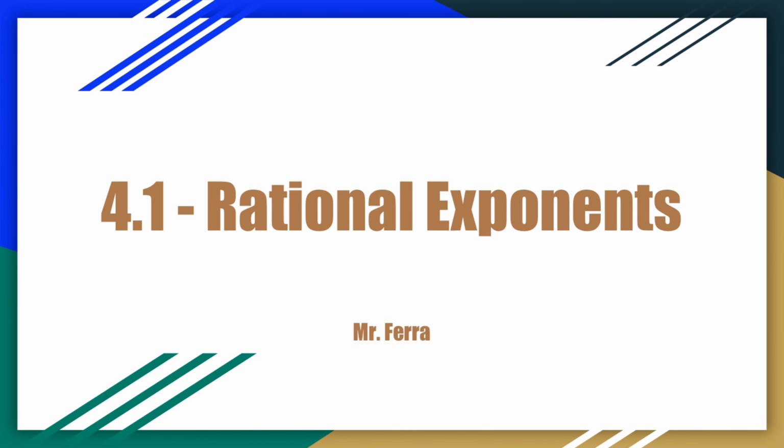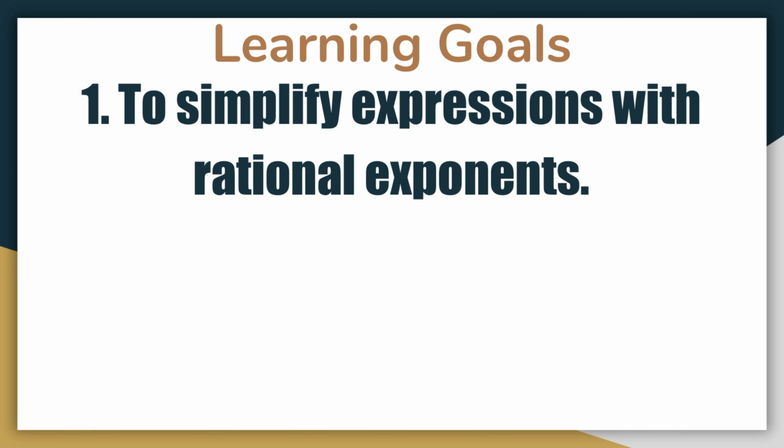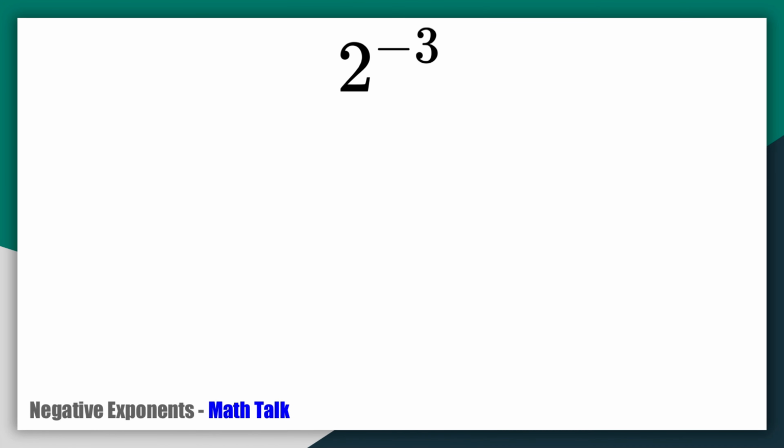All right, here we go. We got 4.1 rational exponents. Our learning goal is to simplify expressions with rational exponents. You guessed it. Now, before we do rational exponents, we're going to do a little math talk about negative exponents here. And I want to prove to you really quickly why these work. They will be included in our rational exponents, so we need to know that, right?